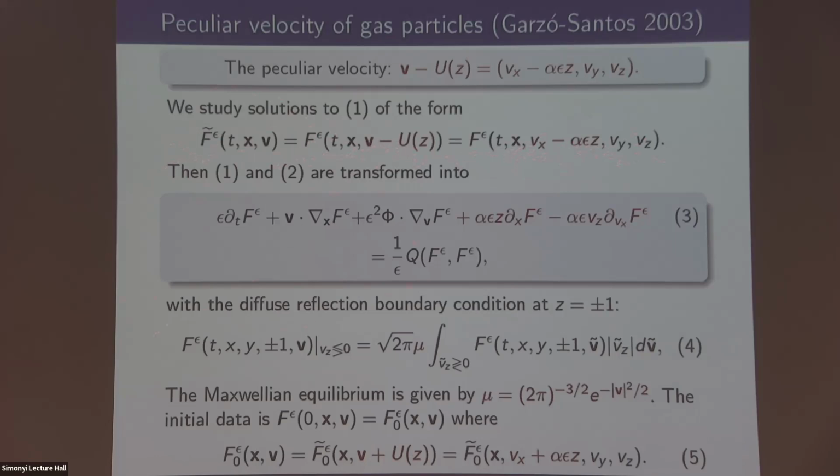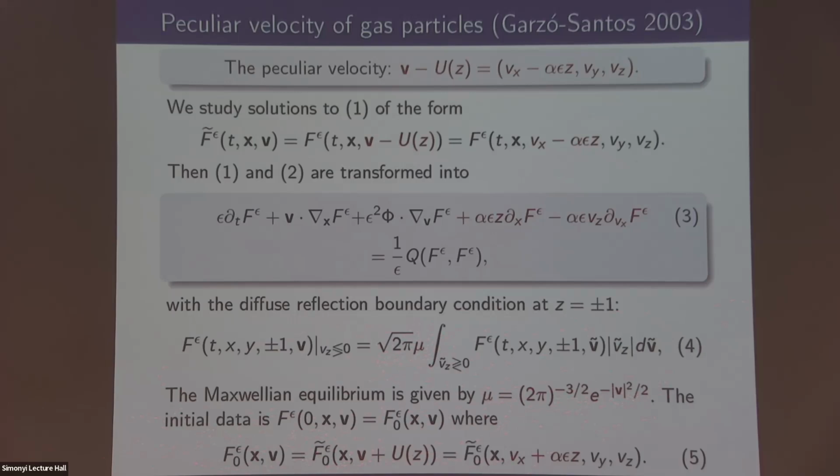And then the Boltzmann equation with the boundary condition is transformed into this equation. It's the same equation, except you have these extra terms, alpha epsilon z partial x f and alpha epsilon vz partial vx f. The diffuse boundary condition is pretty similar, except you change from the Maxwellian at the walls to the global Maxwellian, just e to the minus v squared over 2. So Maxwell didn't get shortchanged. You got the main steady state named after him. And then the initial data becomes f epsilon (x, v) = f tilde (x, v) plus u(z).